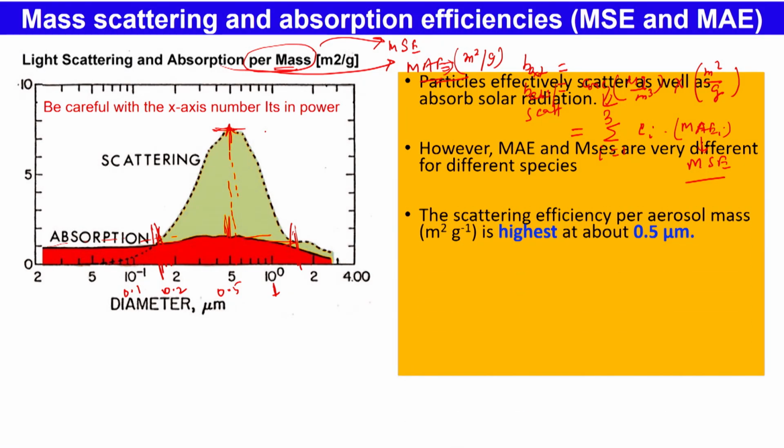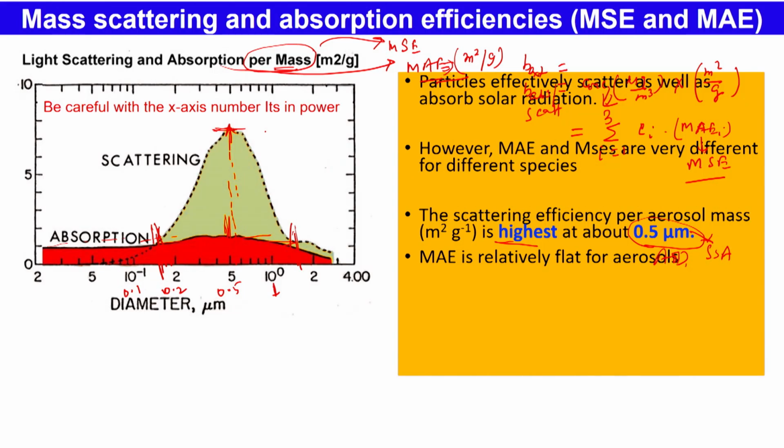The scattering efficiency per aerosol mass is highest at about 0.5 micrometer, and that's why most of the time we report values such as AOD and single scattering albedo at 0.5, because this maximum is actually there. So when we talk about representativeness, this is a representative one.